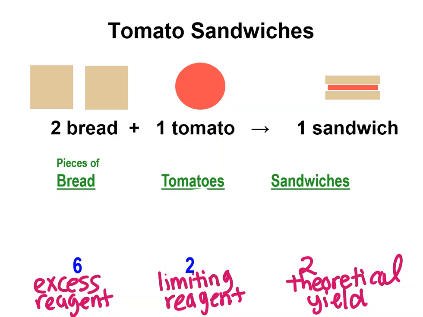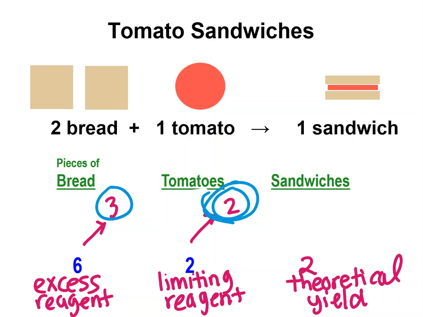But if it's more complicated in its chemistry, the way that we do this for chemical reactions is we'll look at each reactant and see how much product it could produce. In other words, I could look at 6 pieces of bread and say, okay, I would get 3 sandwiches. And I could look at 2 tomatoes, that would give me 2. And then I would compare these 2 numbers and say which one is lower, and that's going to be my theoretical yield. So we'll go through those steps with some chemical reactions.